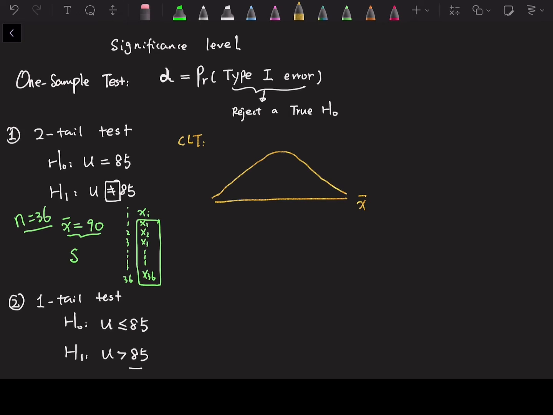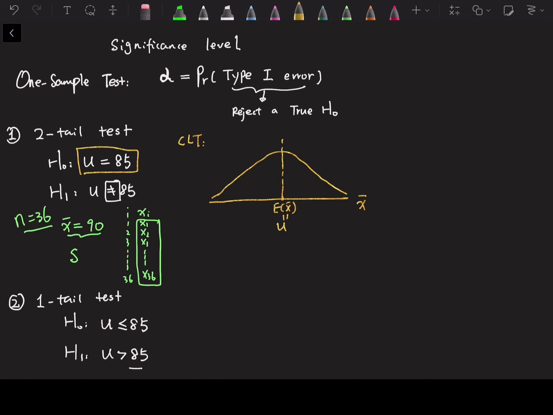Sample mean follows normal distribution, with the mean being the population mean mu. So this is the expected value: x bar equals the population mean. So what is the value of this population mean? That's one of the key points.